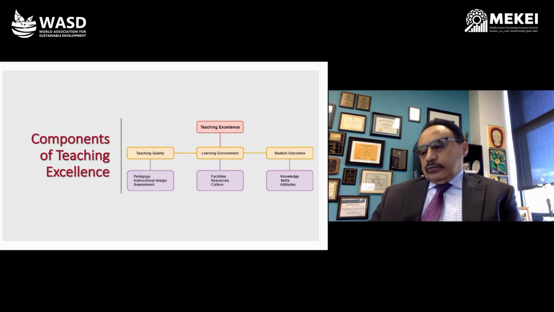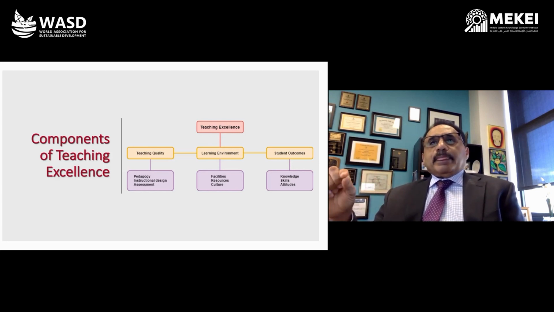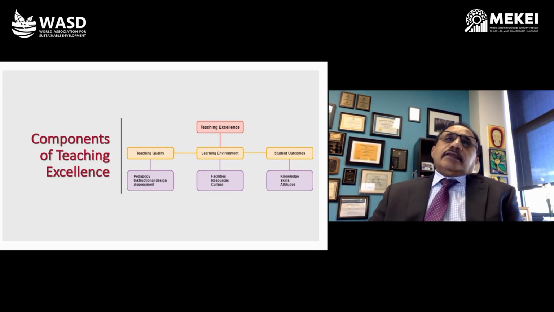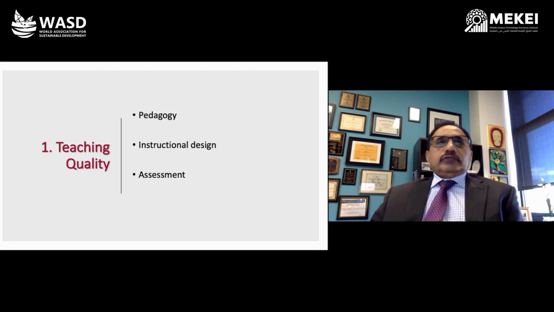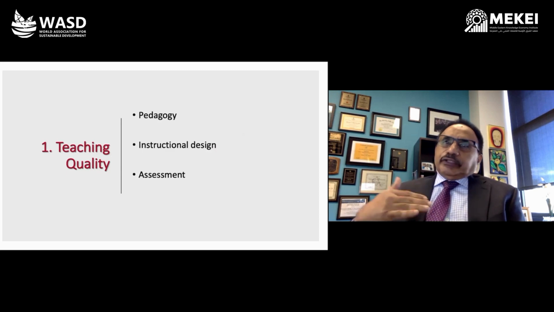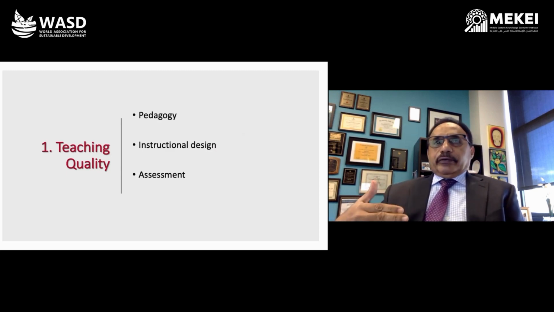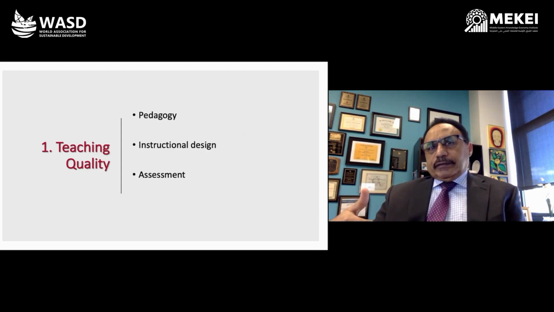So we're going to discuss what the meaning is of those. So if you think about excellence, you need to include all three components. You can't just say, okay, we're going to focus on the teaching quality and then ignore the learning environment, for example. So the emphasis should be on all three components. So we're going to start with the first one, the teaching quality. So in the teaching quality, we have the pedagogy, the instructional design, and the assessment.